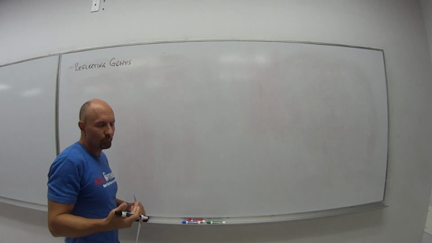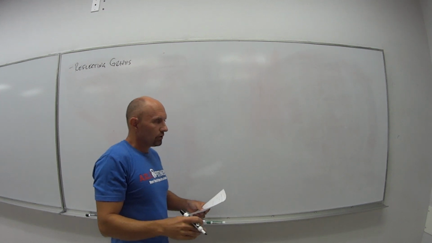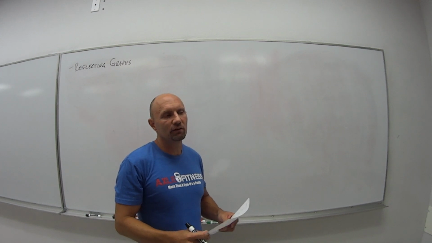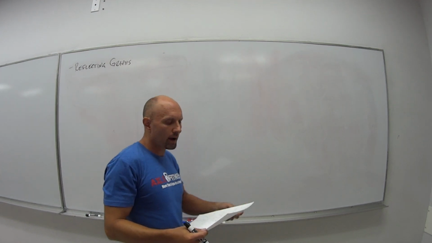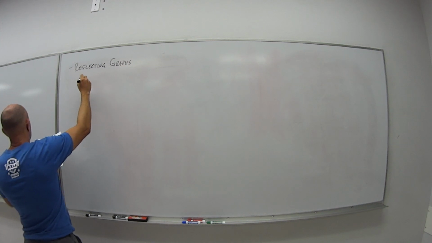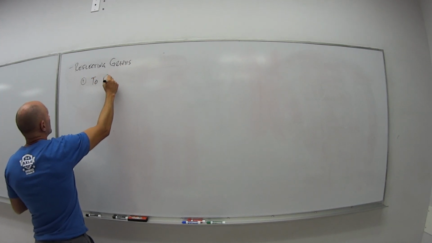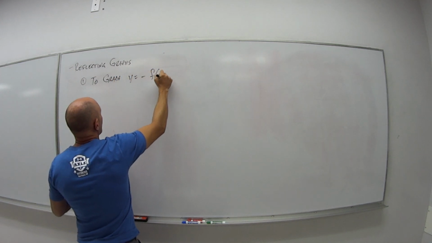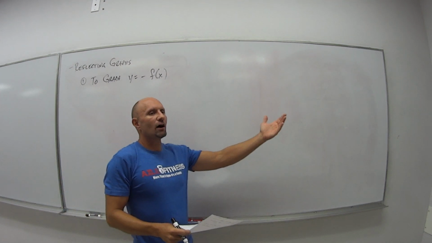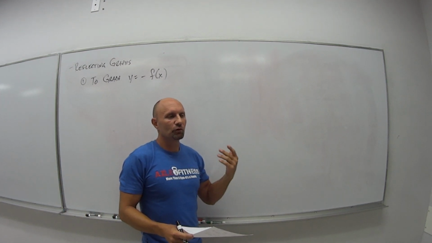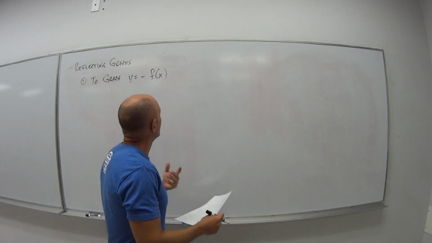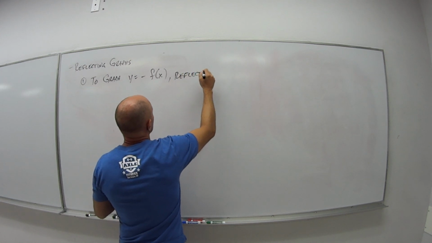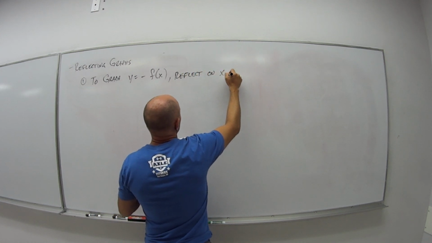So reflecting makes you think of what? It's the mirror image. So we're going to be dealing with a negative sign. Depending where that negative sign is, it's either going to reflect it on the x-axis or on the y-axis. We have the following. So to graph y equals minus f of x, it's on the outside of the function now. So we might have, if we're graphing negative x squared, then we're going to reflect it on the x-axis.